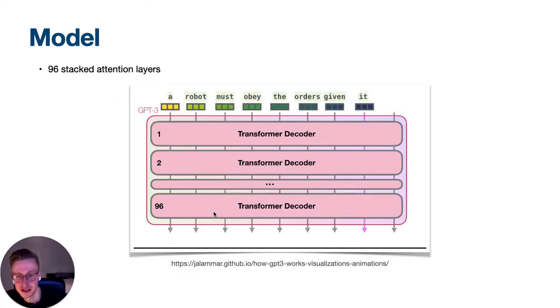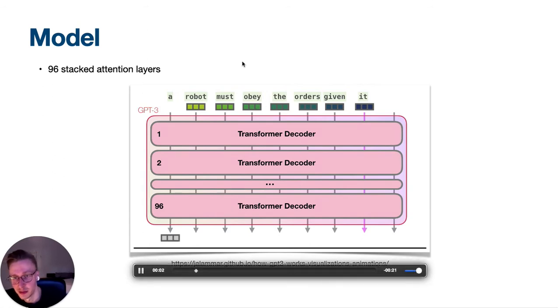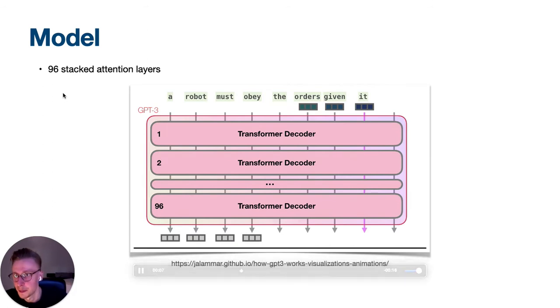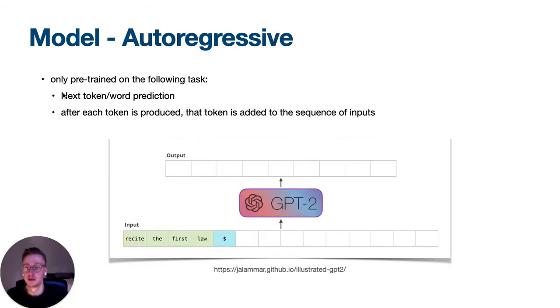This is a nice visualization I found online of those 96 attention layers, where you put in the words and it runs through those stacked transformer decoders. What's also important to mention is that GPT-1, 2, and 3 are autoregressive models. This means basically that during pre-training, it just sees the content from left to right. So it only does pre-training on the following task, which is next word prediction, where it has the knowledge of all the previous inputs, but not of the future inputs. It just does next word prediction.